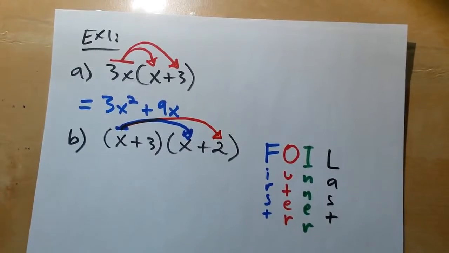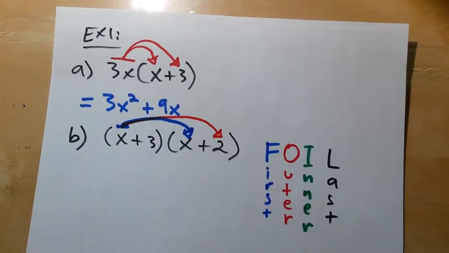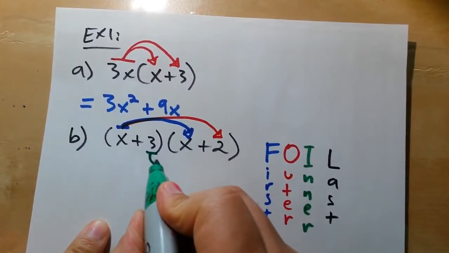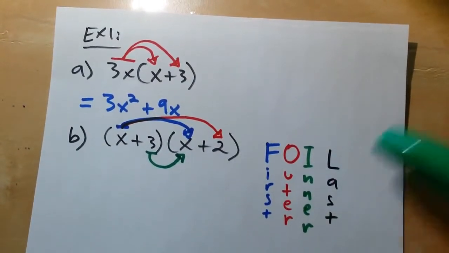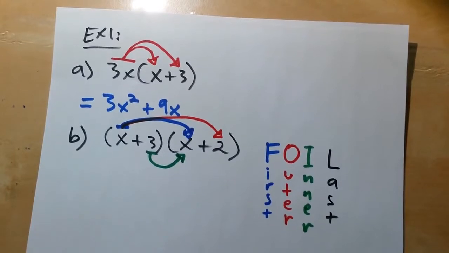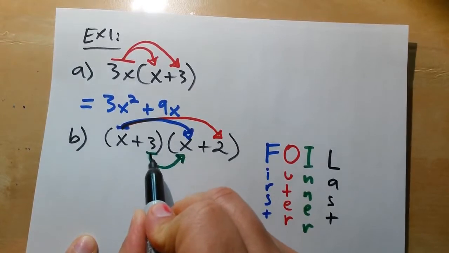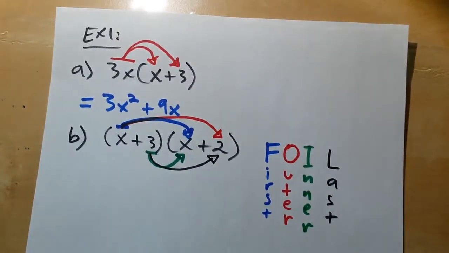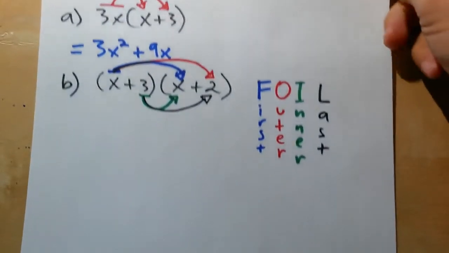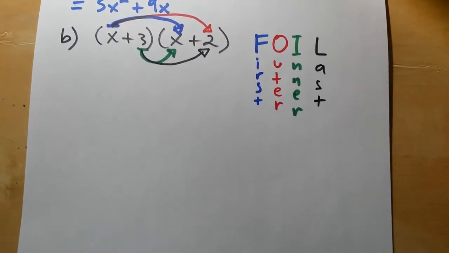Now let's multiply the inner terms. The inner terms means the terms that are not outer, but inside. So you multiply 3 times x, and then we multiply the last terms. The last term on this expression is 2, and the last term on this expression is 3. So we do 3 times 2. All right, this is the FOIL method. So you may want to use this to help you with the multiplication of two binomials.